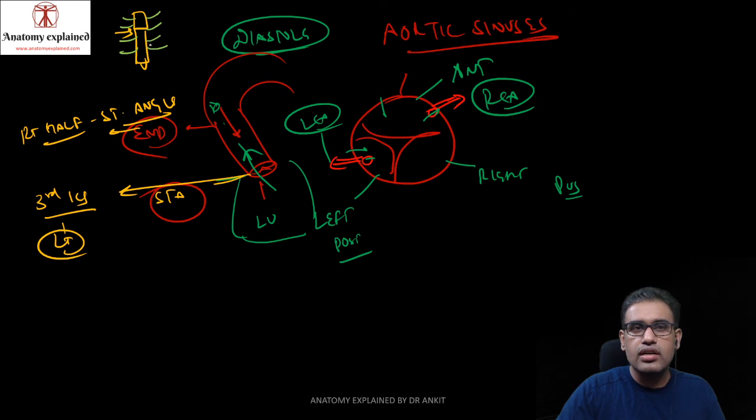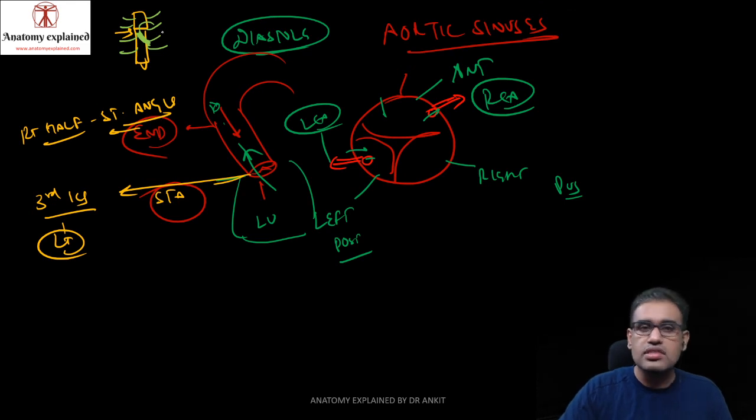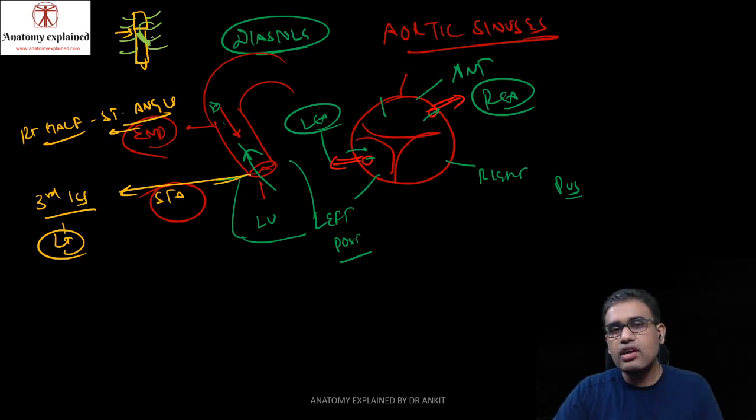Okay, so this is the third intercostal space. The ascending aorta starts right from here, and this would be the ascending aorta, and then around the right half of the sternal angle you have the arch of aorta, which will go just behind the manubrium. So this is the ascending aorta having the aortic sinuses.